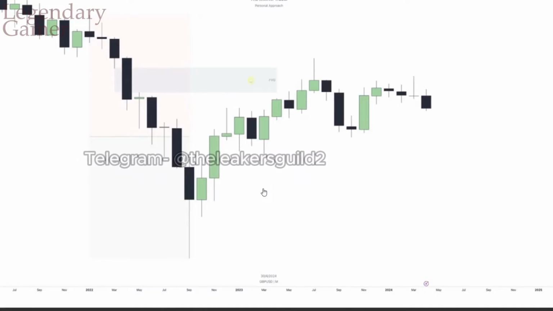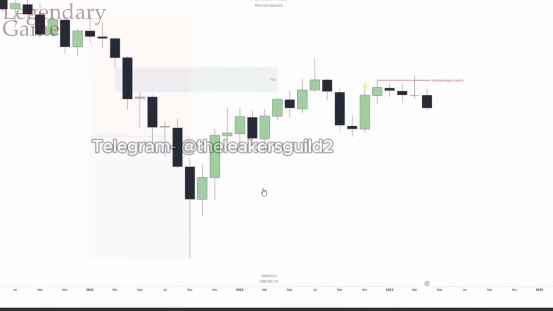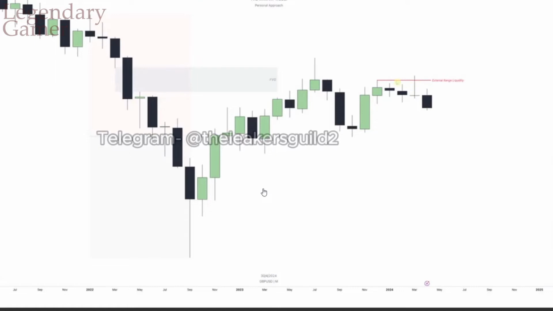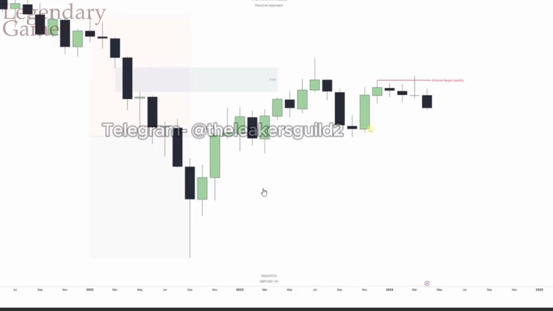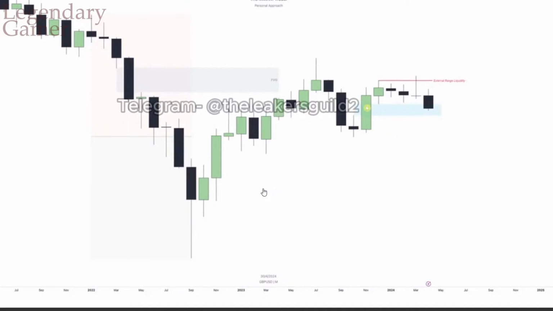Now in this internal range liquidity pool, we want to see a raid on external. We've got a swing high over here, and then we can actually see this monthly candle raids this external range liquidity. Now after external range liquidity, what are we going to be looking for? We've got a little eye over here, that is internal range liquidity, right? So if we map out that fair value gap, that is going to be the draw on liquidity after we take out that external range liquidity.